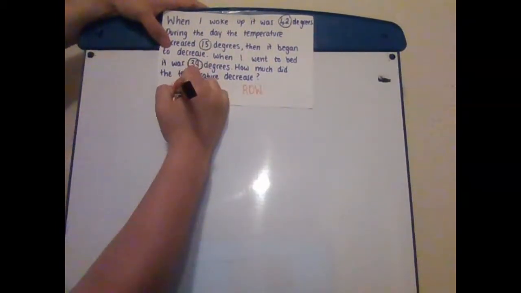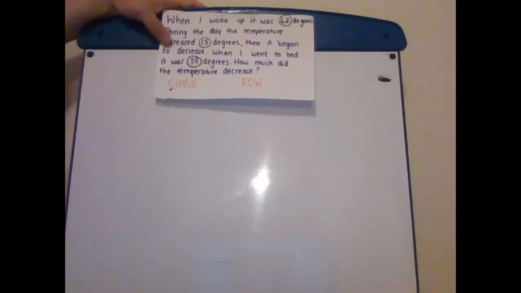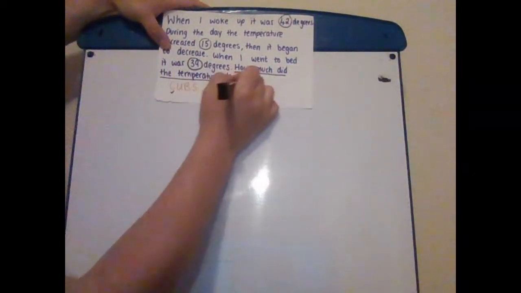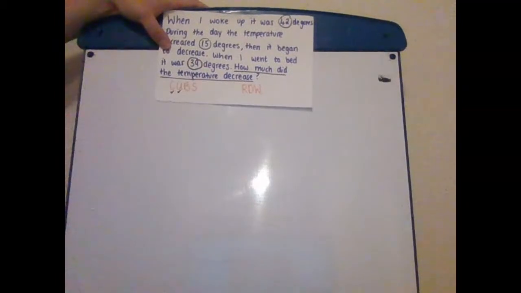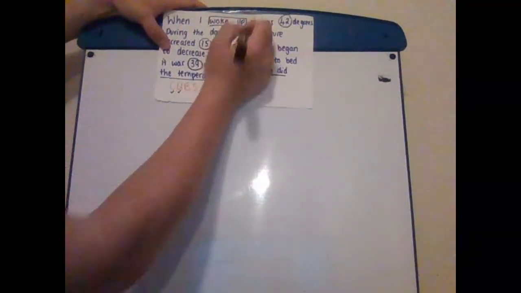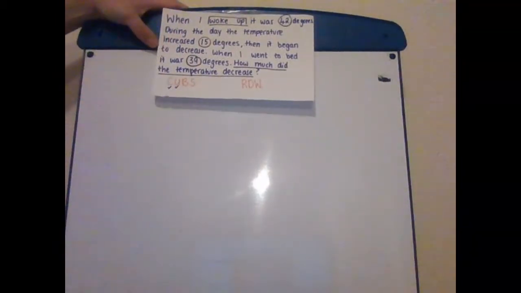So I've circled my important numbers. I'm going to underline the question. How much did the temperature decrease? Underline the question. Now I need to box the key words. When I woke up, okay, so this is the woke up temperature, it was 42 degrees.